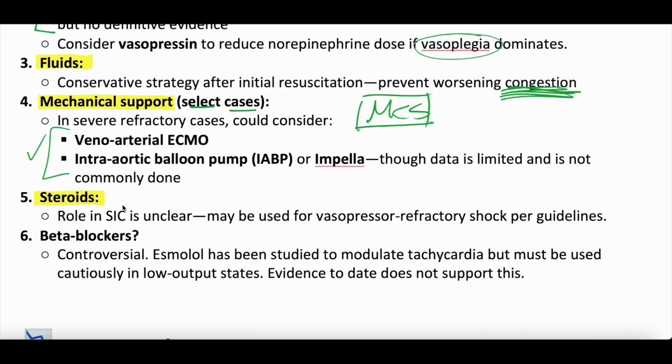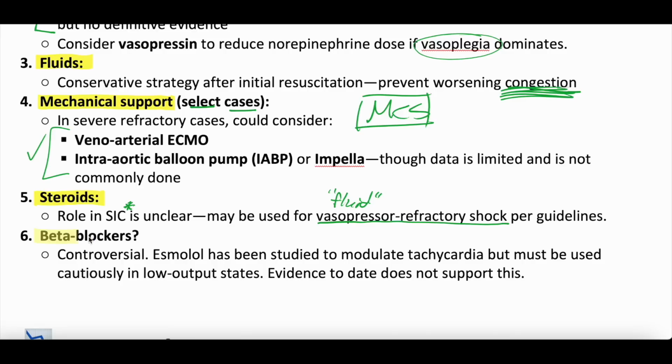Steroids are possibly helpful. Now, their role in sepsis-induced cardiomyopathy in general is a bit unclear. There definitely are guidelines that suggest steroids, stress dose steroids for vasopressor refractory shock or fluid refractory shock, and we'll put out a separate video on that. So stress dose steroids should be in the back of your mind.